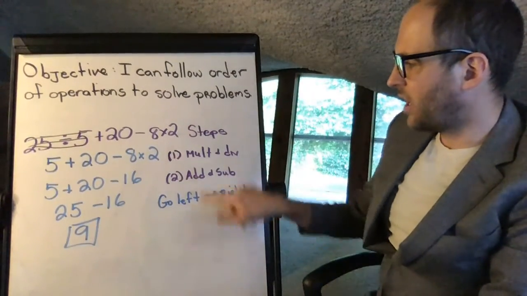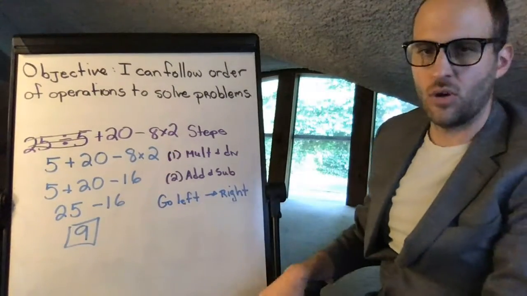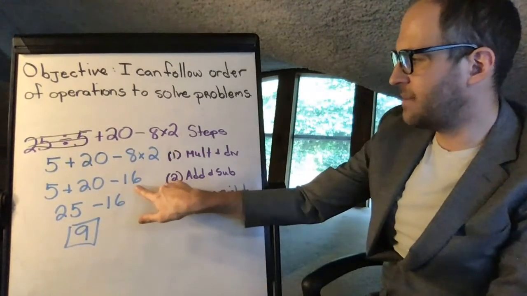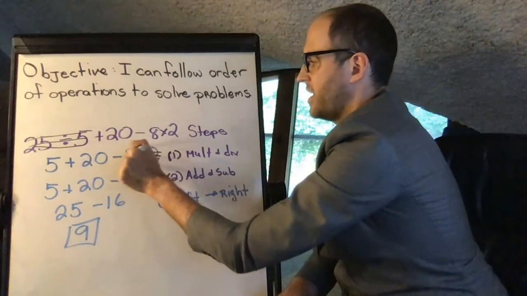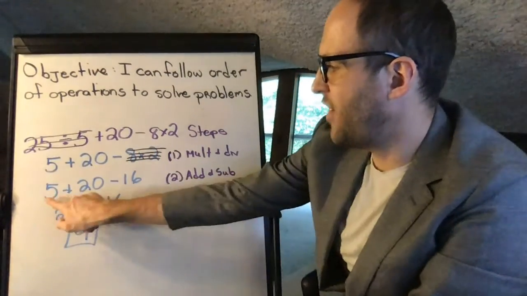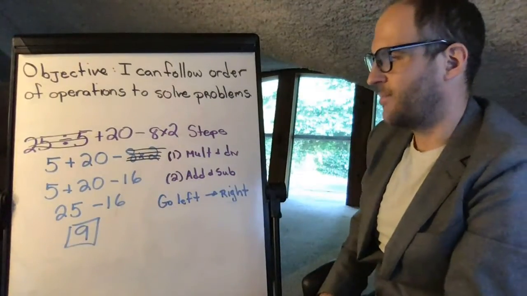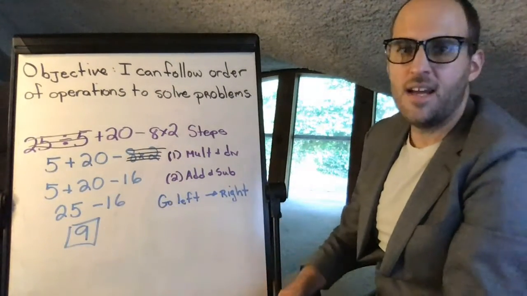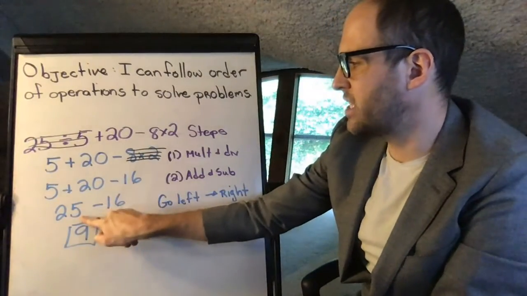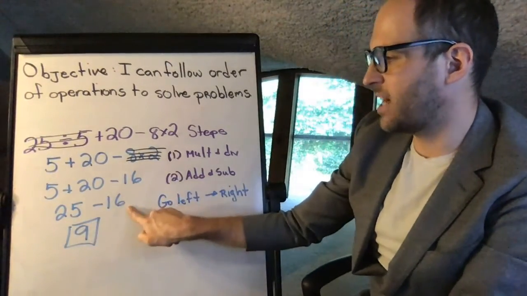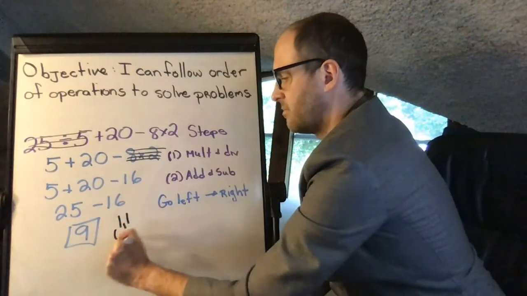So now we have to look. I still have multiplication, which means I have to do this 8 times 2 before anything else. 8 times 2 is 16. So now that problem's gone. We've done that operation. And we have the 5 plus 20 minus 16. Now addition and subtraction. I have to go from left to right. This time it's addition that comes first. 5 plus 20 is 25. And then I can subtract my 16, and 25 minus 16 is 9.